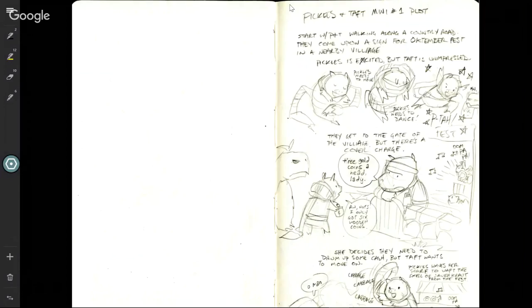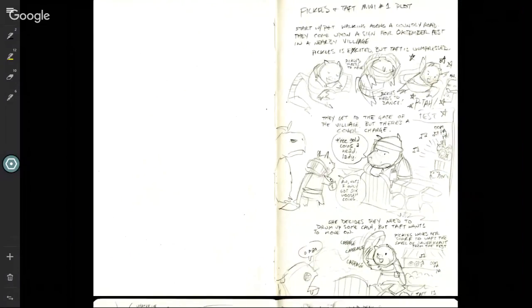But let's look at the script. So what I start with is I just come up with a basic premise, right? So like Pickles and Taft want to go to this Oktoberfest kind of thing, because Pickles really loves to dance, but they don't have any money, because that's always a good motivator. It's like, well, we got to get money, so we got to go on an adventure now.